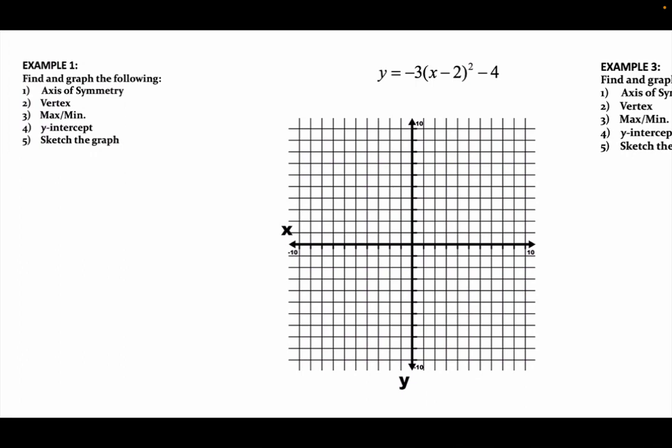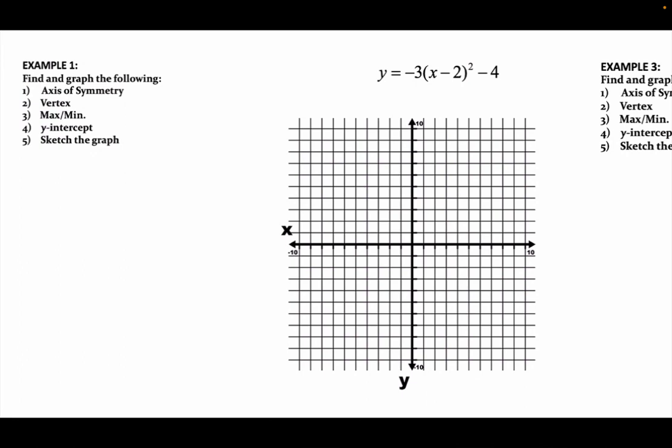What's unique? Unique means only that one. Parentheses, right? Standard form doesn't have any parentheses. Vertex form has 1 set of parentheses. Factored form has 2 parentheses. That's the easiest way to tell.